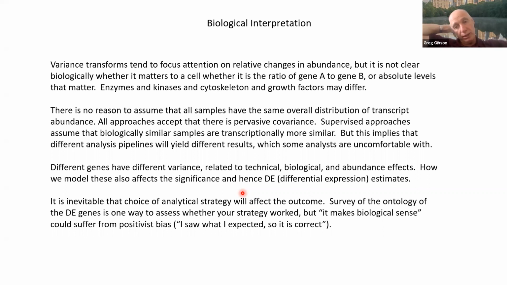How do you know if you've done it right? Well, if you do an analysis and you find no genes in common, they're not sharing pathways, they're not sharing functions, that probably means you've done something wrong, because just about every biological factor experiment that I've ever looked at has found genes that are in common. But just relying on the fact that your output makes biological sense is itself a little bit dangerous, because you could suffer from the positivist bias that, oh, I saw what I expected, so what I did must have been correct.